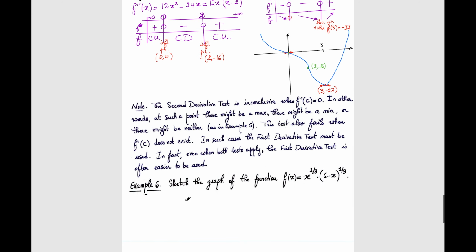All right. Example 6, which I'm gonna leave as an exercise. Sketch the graph of the function f of x equals this. If you run into any problem here, please contact me and I'll be happy to provide you with a solution. Okay. All right. So this is the end of this section, or this combo section.